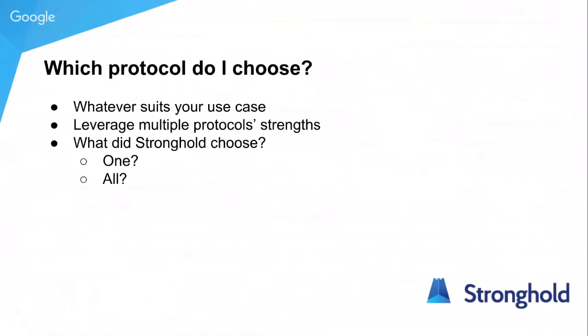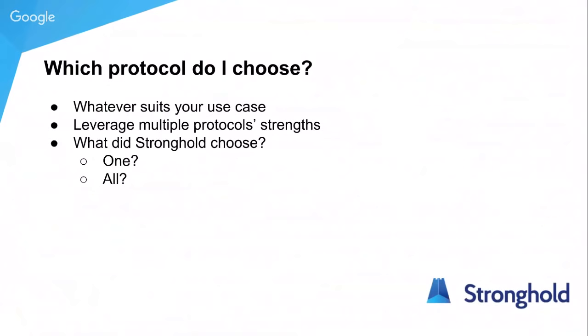A common example is you'll see Ethereum for logic connected to a decentralized storage engine, like Storj, for storing files. In Stronghold's case, what did we end up choosing? Did we just choose one? Did we choose all of them? To some degree, we did both of these.